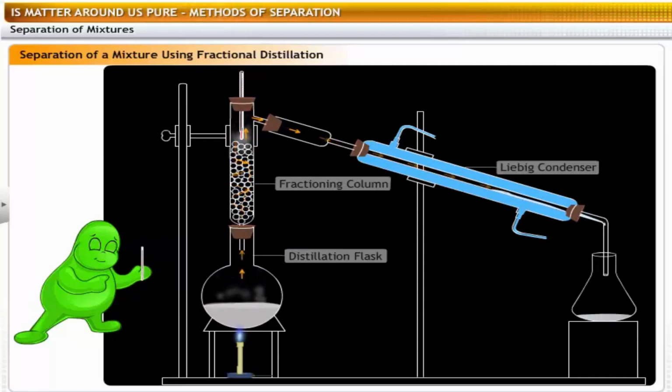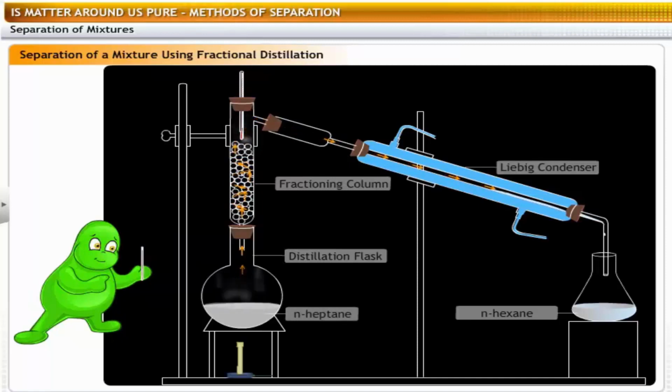The beads provide the surface for the vapors to cool and condense again and again. The fractioning columns obstruct the smooth upward flow of vapors. During this process, only the vapors of N-hexane, which has a lower boiling point, pass through and get condensed in the condenser. N-heptane, which has a higher boiling point, condenses and flows back into the distillation flask.